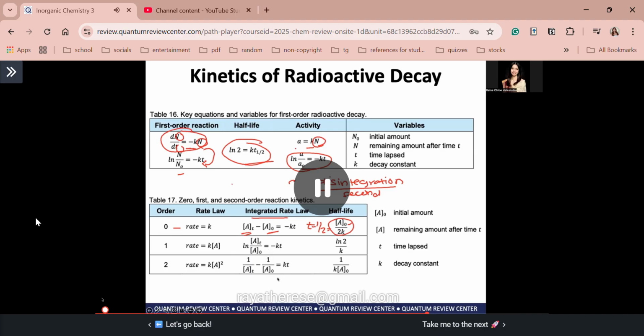Guys, we will delve deeper into reaction kinetics once we reach this topic in FEChem, okay? But for now, kindly make sure that you memorize these half-life equations. Because last year, in the Inorg boards, they reportedly asked to find the half-life of a second order radioactive decay. So it's best to memorize the half-life equations for zero, first, and second order reactions. Okay? I hope that's clear.